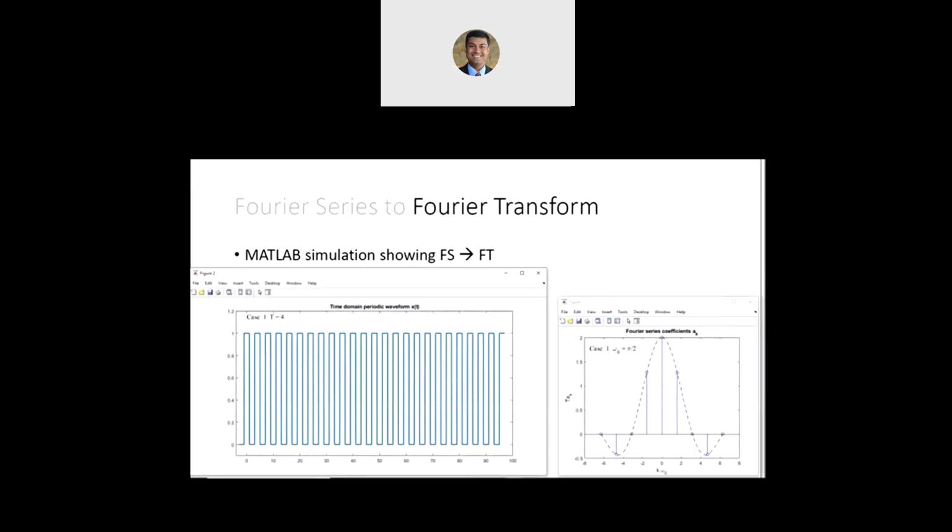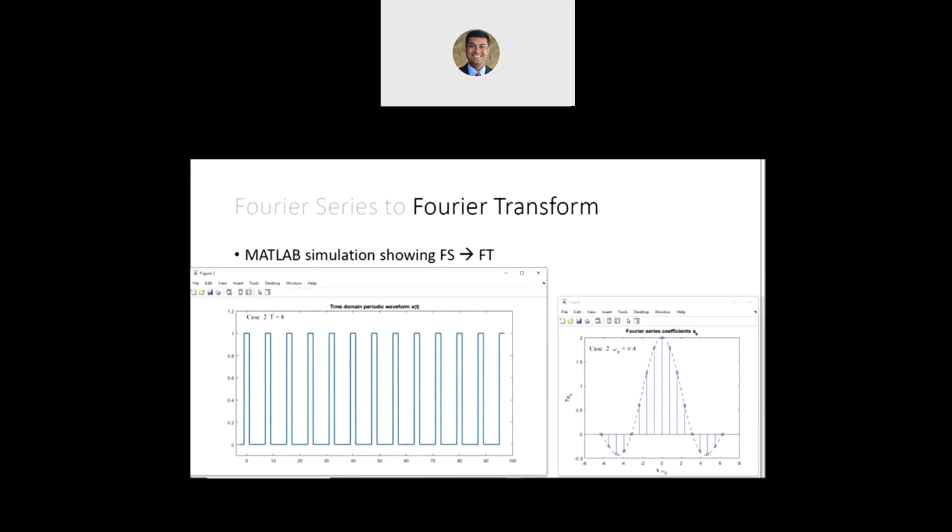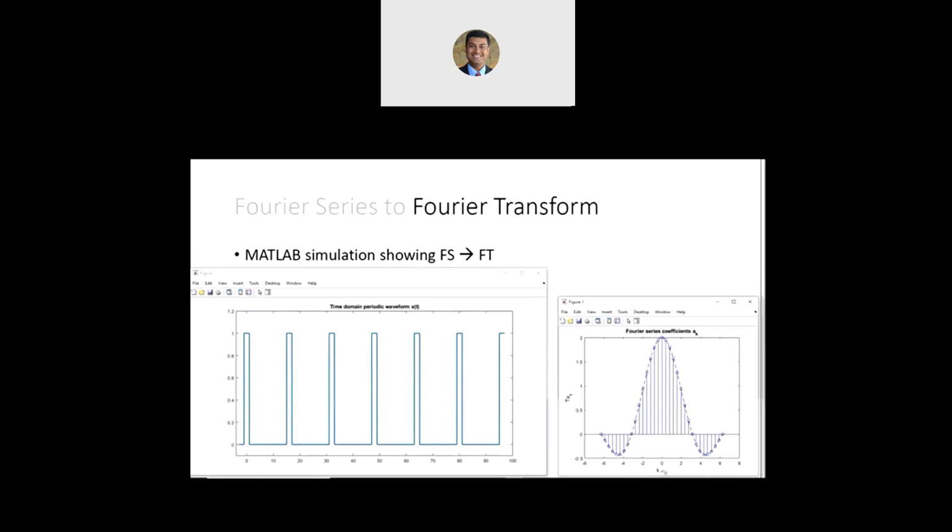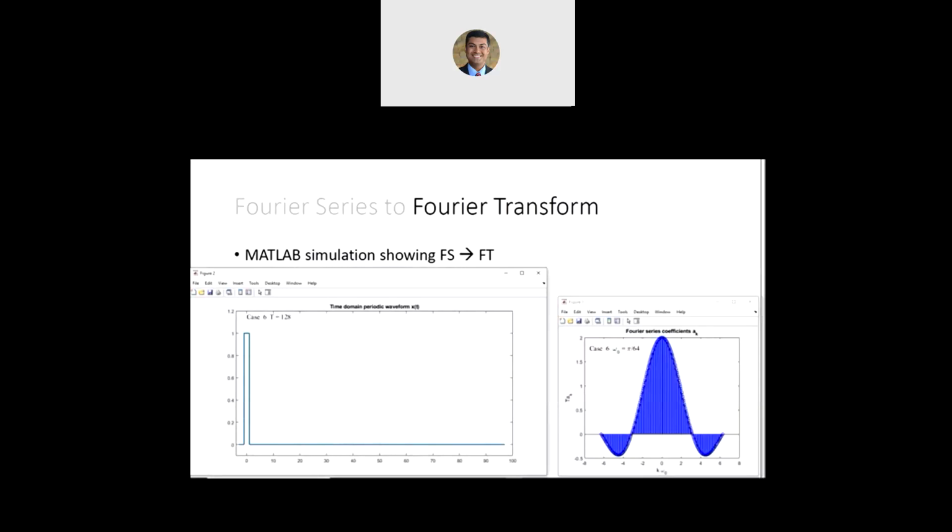Time period was 4. Things were spread out. Time period was 8. Things got closer to each other. Time period was 16. Things got even closer. Note what is the x-axis on the Fourier series coefficients. X-axis is k omega naught. Y-axis is T times a_k. Things are getting closer and closer to each other as I'm increasing the time period.